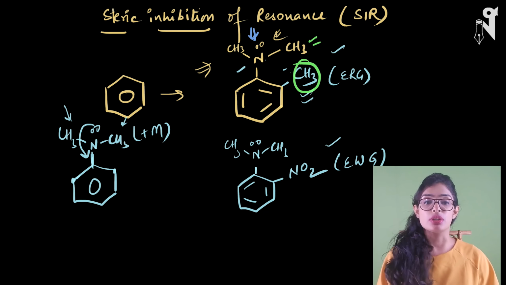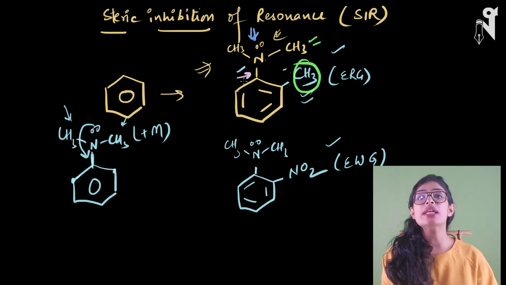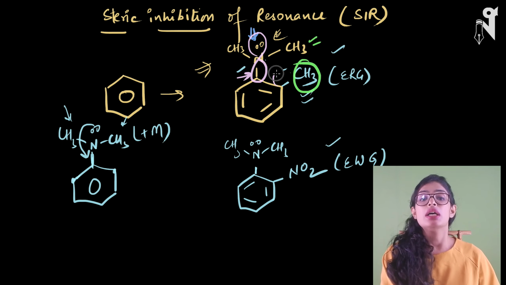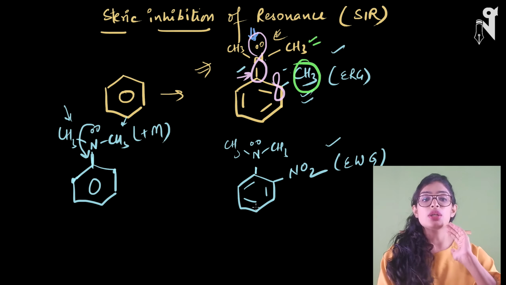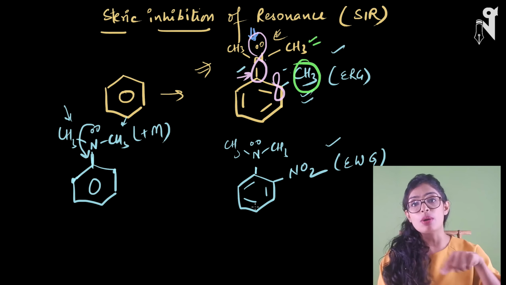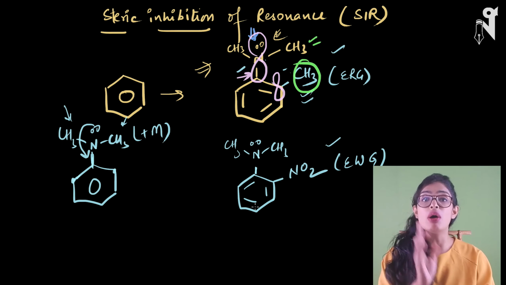To avoid that repulsion, my nitrogen will rotate itself through this single bond, and it will rotate in such a way that the pair of electrons which was in the plane parallel to the carbon's p orbitals will go out of plane. So it will rotate itself in such a way that the nitrogen goes out of the plane. When the nitrogen goes out of the plane, the p orbital with the pair of electrons will also go out of the plane. If the p orbital goes out of the plane, then the resonance will not happen. Then this pair of electrons cannot be shared with the benzene.